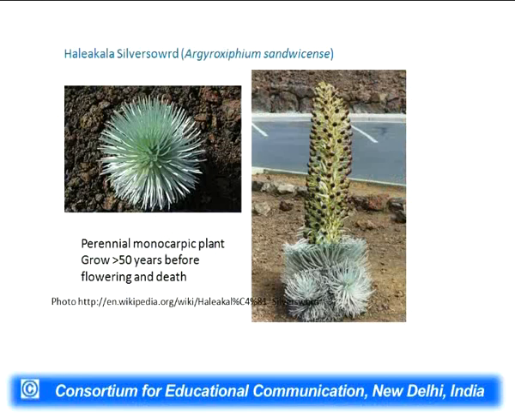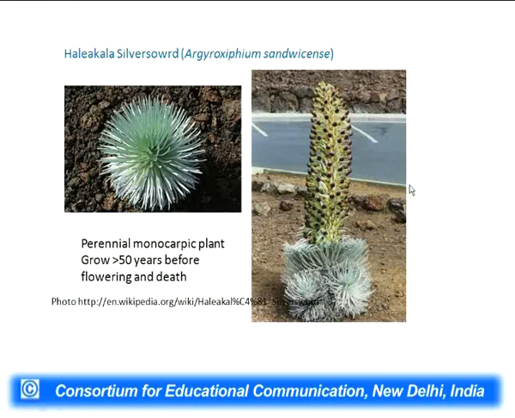This is called the Haleakala silver sword. Scientific name is Argyroxiphium sandwicense. This plant is usually grown in hilly areas and mostly in the dry hilly areas, and this plant is an extremely slow growing plant. It is a perennial plant, and the photo shown here is of an adult plant which may take 40 to 50 years to come into this shape. However, it is a monocarpic plant or semelparous plant.